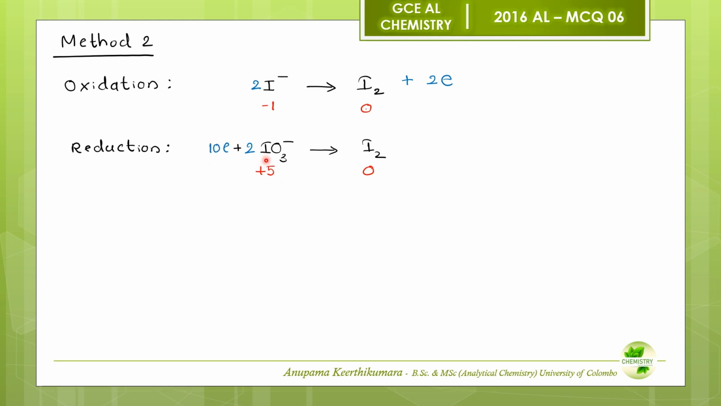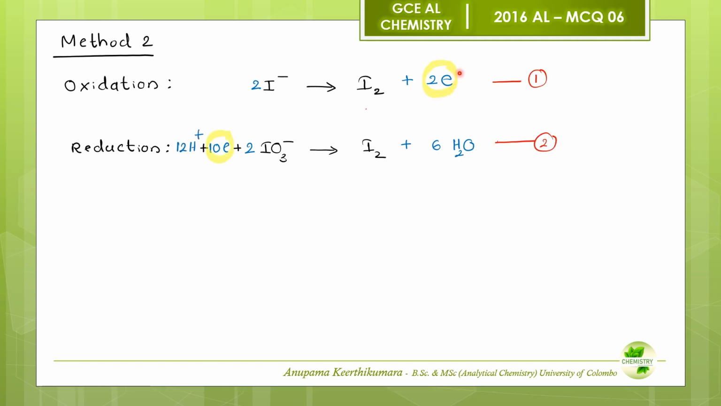Now we will balance the number of oxygen atoms. There are 6 oxygen atoms on the left. Therefore, add 6 water molecules to the right. Finally, balance the number of hydrogen atoms. There are 12 hydrogen atoms on the right. Therefore, add 12 H plus ions to the left.